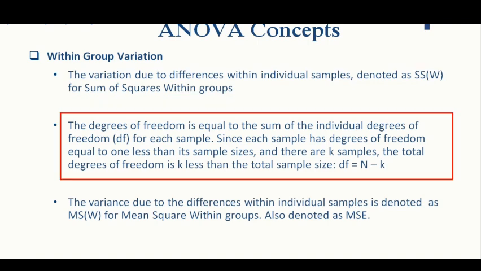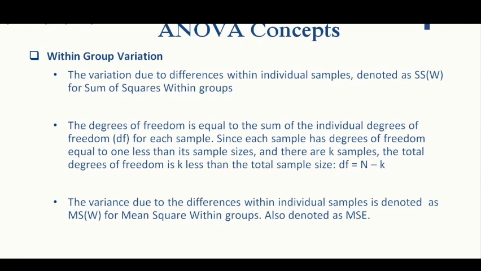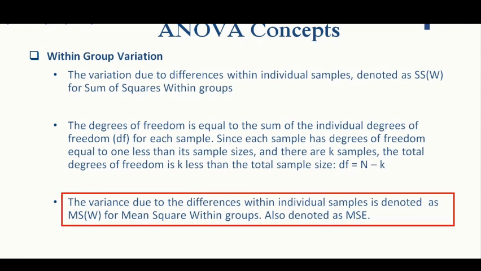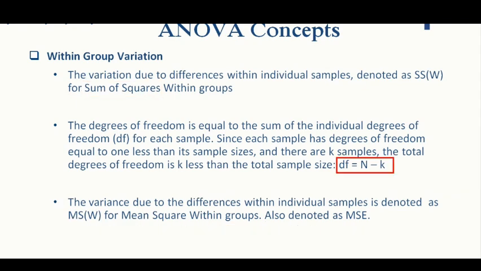The degrees of freedom is equal to the sum of the individual degrees of freedom for each sample. Since each sample has degrees of freedom equal to 1 less than its sample size and there are k samples, the total degrees of freedom is k less than the total sample size, and therefore degrees of freedom for error or within is equal to n minus k. The variance due to the differences within individual samples is denoted as MSW or mean square within groups. It is also denoted as mean square error. So mean square error is again the sum of squares divided by n minus k.